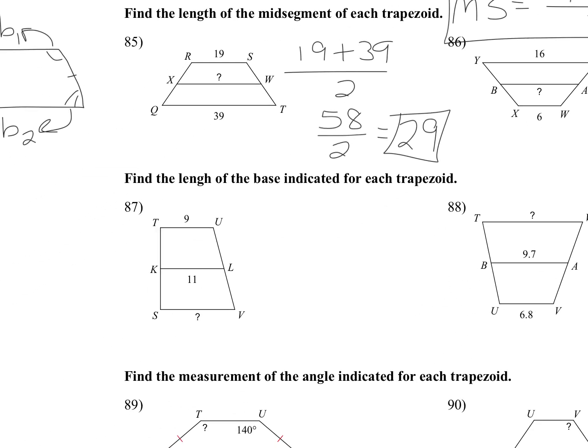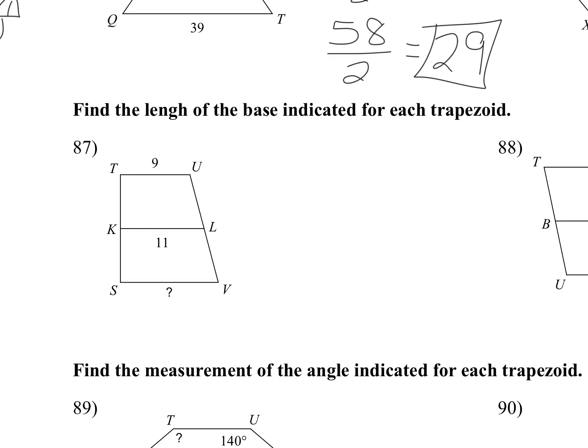Looking at 87, do we solve this one the same way? No, you just add. Right, we need to find the difference between the two that we know. What's the difference between 11 and 9? 2. So we know the difference here will be 2. What do you know about this question mark? Does it have to be bigger or less than 11? Bigger. So we need to add 2 to 11 and we get 13.